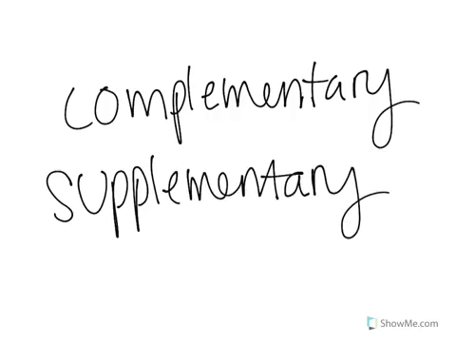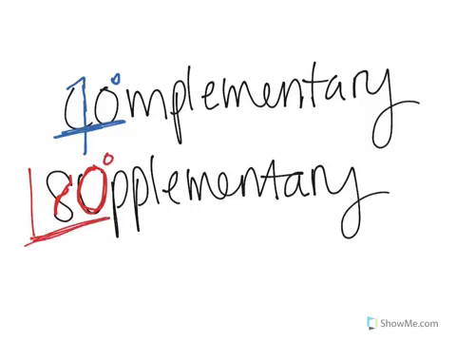If you look at the complementary, if you look at the C and the O, if you draw a line straight down and you put a little degree mark, you can see that they add up to 90 degrees. Also, the same thing for supplementary. If you look at the S and you fill it in like an 8, and then you make the O a 0, or the U a 0, and then you put a 1 in front, supplementary angles add up to 180.